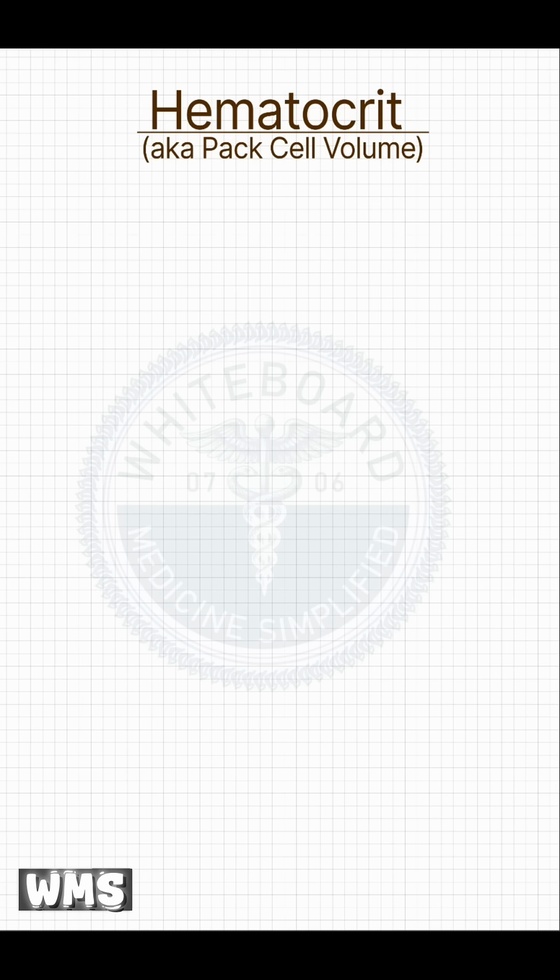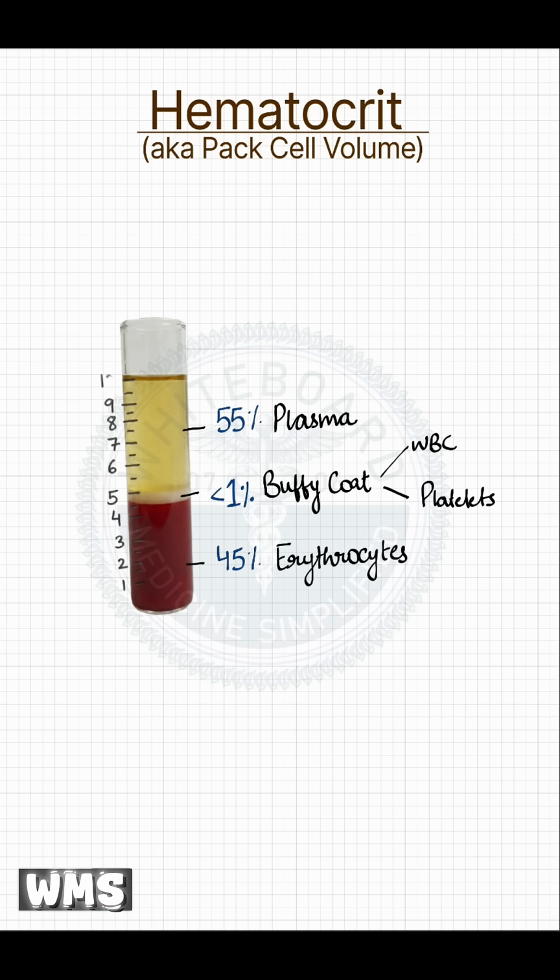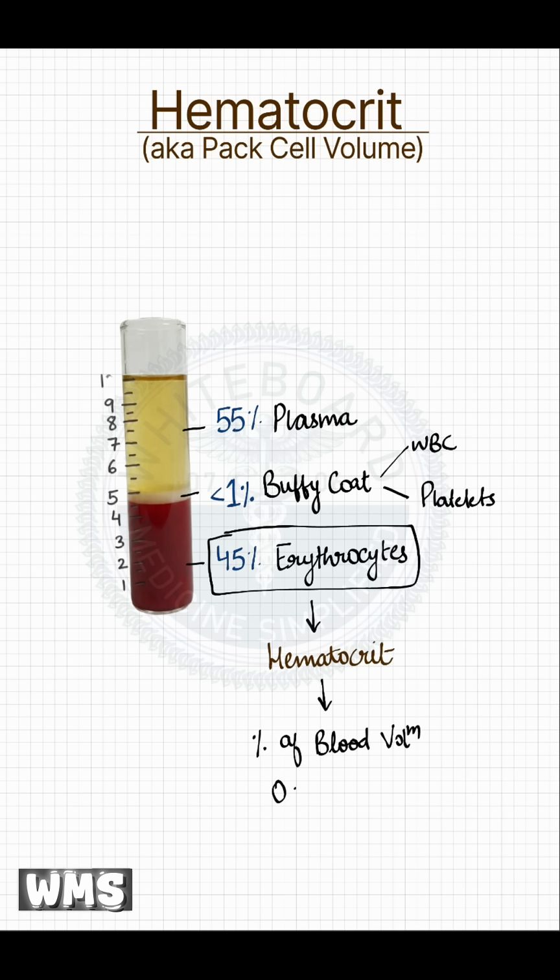Hematocrit is basically a measurement of how many RBCs you have in your blood. Suppose in this sample, the 55% portion is plasma and erythrocytes contribute about 45%, and the buffy coat, which contains the WBCs and platelets, contributes less than 1%. So this 45% represents the hematocrit, or hematocrit is simply the percentage of blood volume occupied by red blood cells.